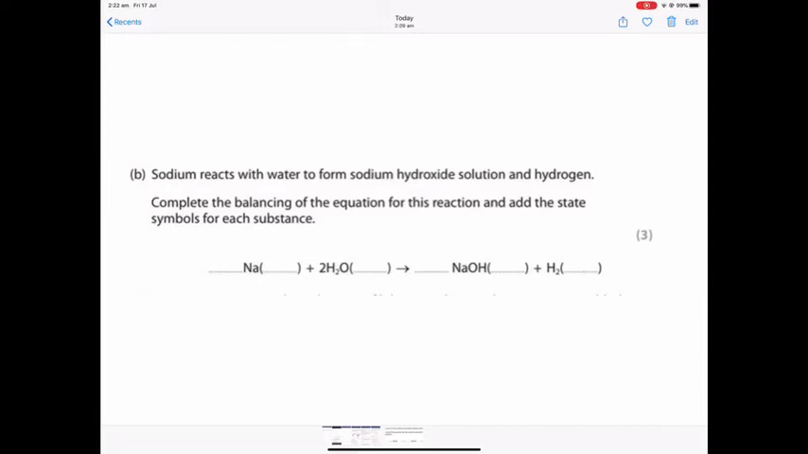Okay, I've had a request to do this question regarding balancing and state symbols. So sodium reacts with water to form sodium hydroxide solution and hydrogen. The equation's been given, and spaces for the balancing and the state symbols, which you're required to put in as well.